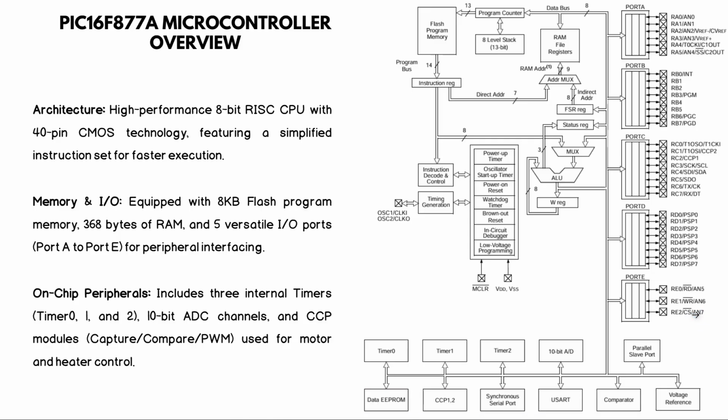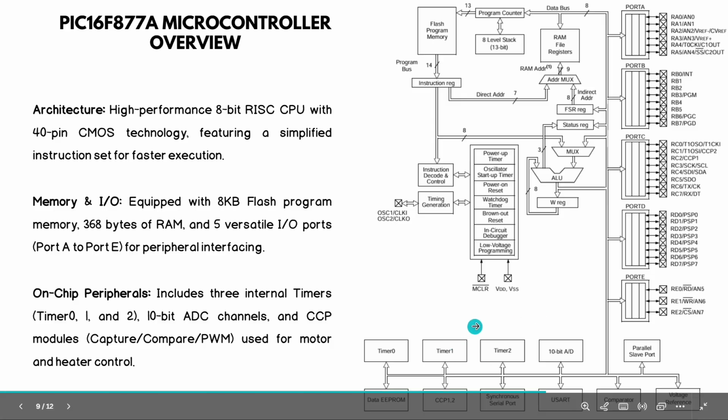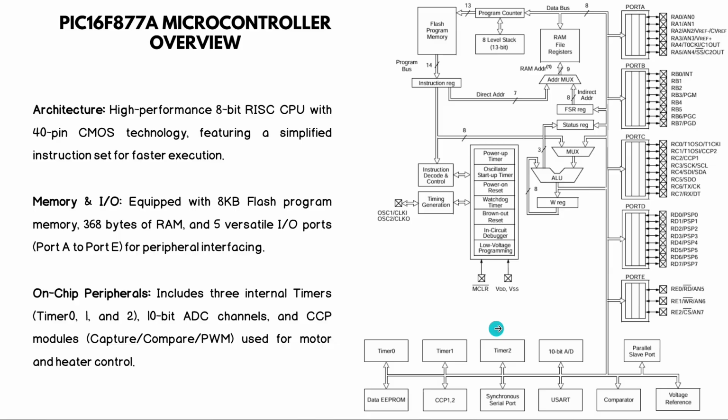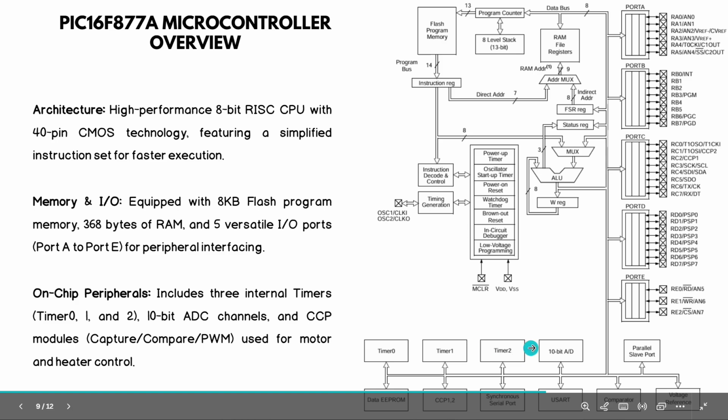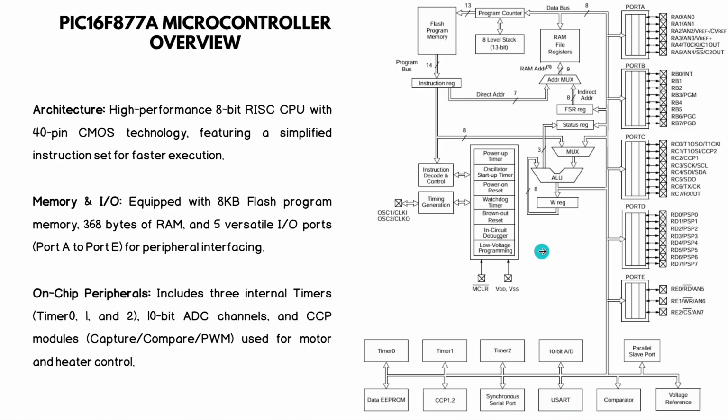And the last is Timer 2 and CCP pins. Timer 2 is an internal 8-bit timer used to create the 1 second delay for our microwave countdown. The CCP pin is used for pulse width modulation to control the speed of the DC fan, representing the heater. So, next one.